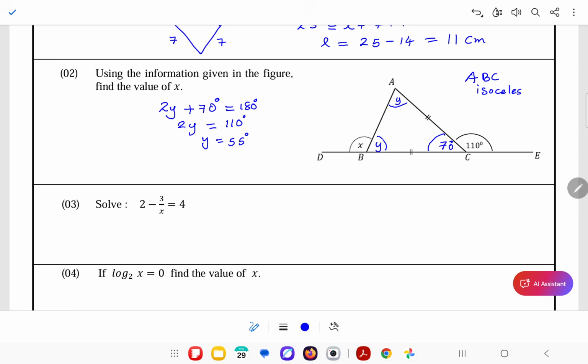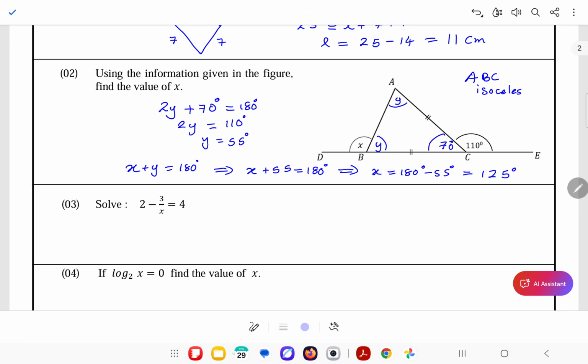Then x is what? Again, x plus y is what? Angle along a straight line. So that is 180. So x plus 55 is equal to 180. Therefore, x is 180 minus 55. So 125 degrees.